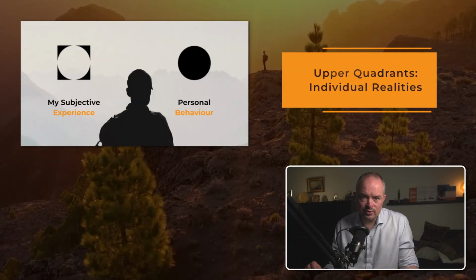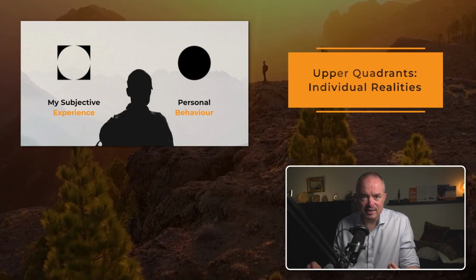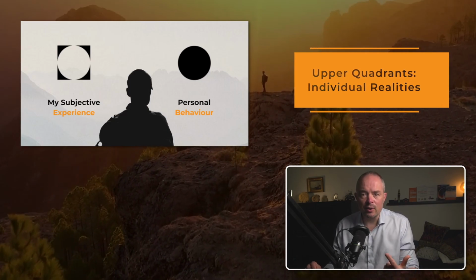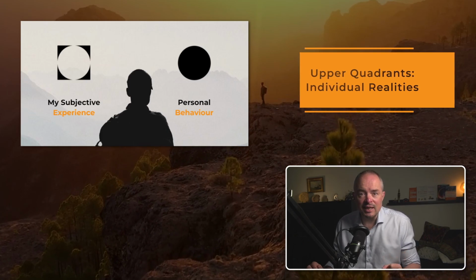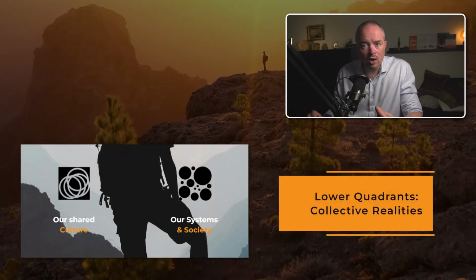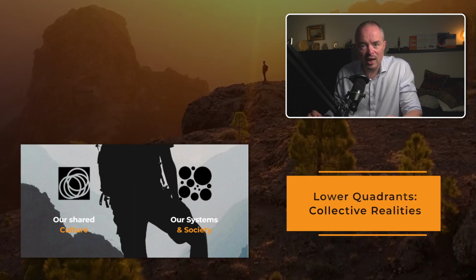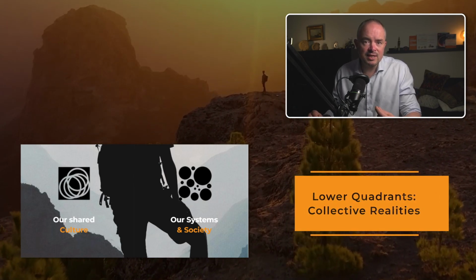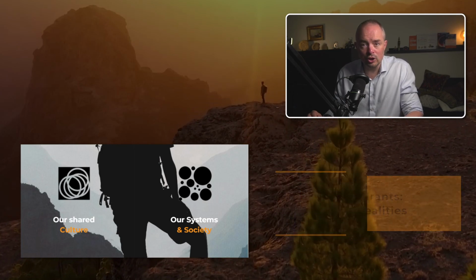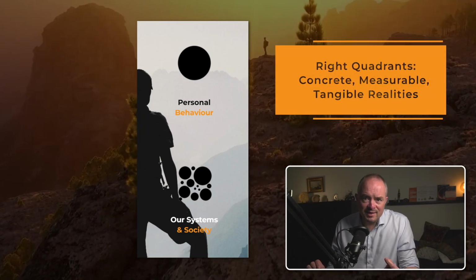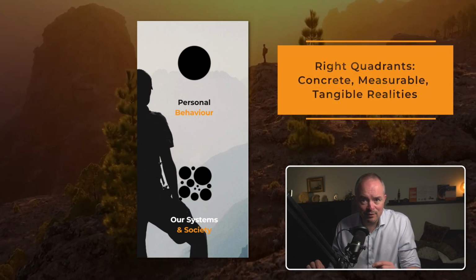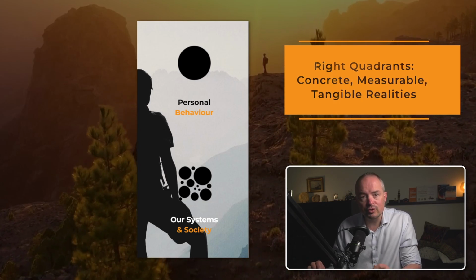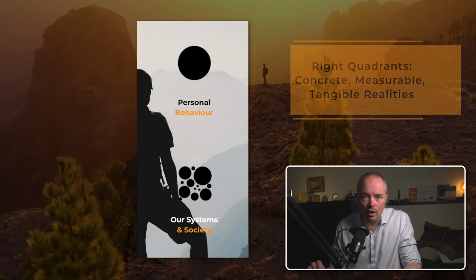Let me explain quickly. The 2 upper quadrants describe individual realities, that is, what I do, what I think, what I feel, how I'm experiencing it. And the lower quadrants are complementary. They address collective realities, society, and the systems that compose it, as well as the culture we share. Top quadrants, individual, bottom, collective, right? Now, the quadrants on the right side describe Bitcoin and its influence in concrete and measurable terms. We're talking about tangible stuff here.